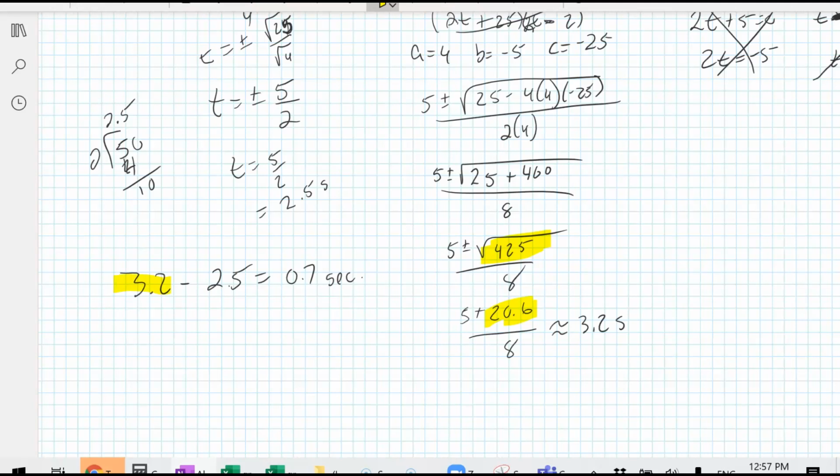You take your 3.2 seconds and you subtract your 2.5 seconds, and it gives you about 0.7 seconds. And that's a good enough answer. If you gave further decimal points, just make sure that you estimated correctly. Cut it off and estimate it correctly.